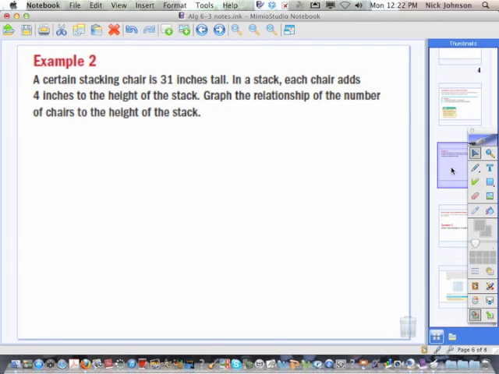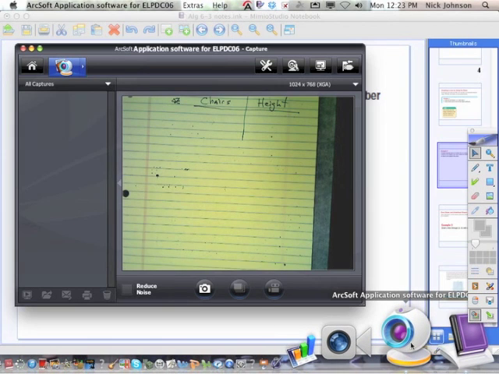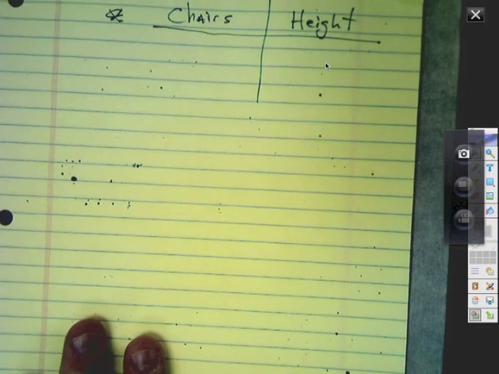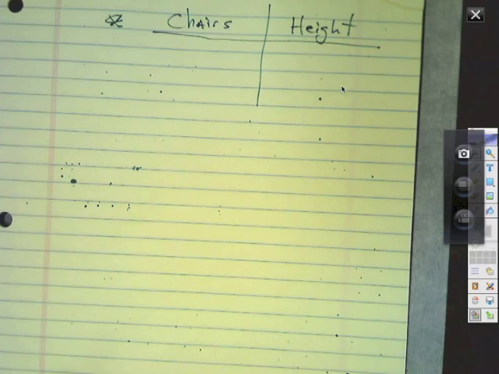Looking at example 2, a certain stacking chair is 31 inches tall. In a stack, each chair adds another 4 inches to the height of the stack. Graph the relationship of the number of chairs to the height of the stack. Okay, so I have X values. I'm going to say chairs and height. Chairs and height.